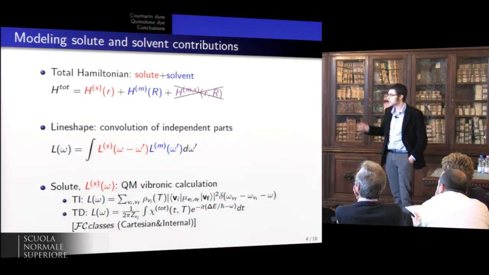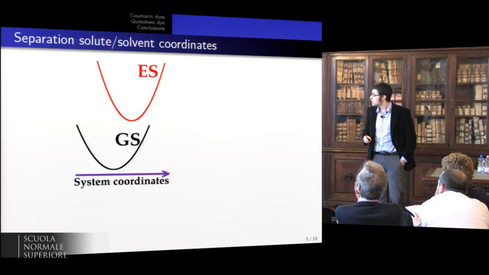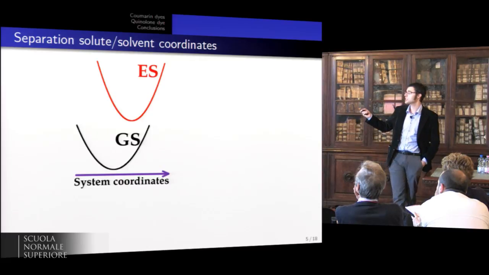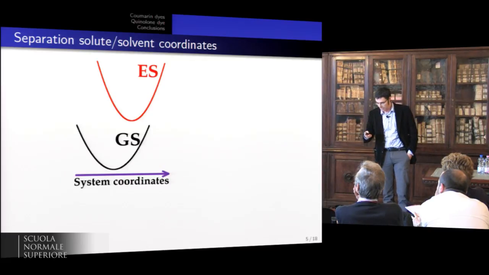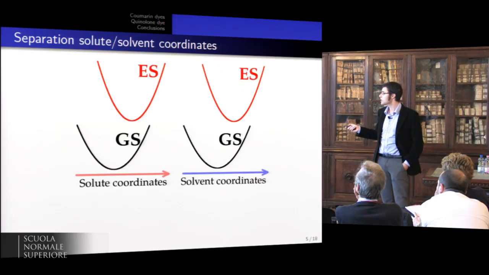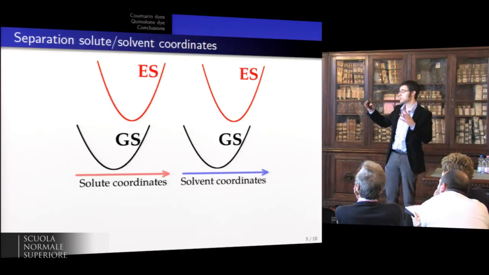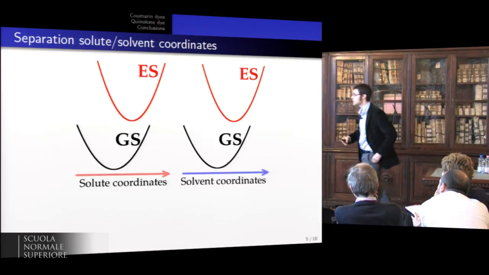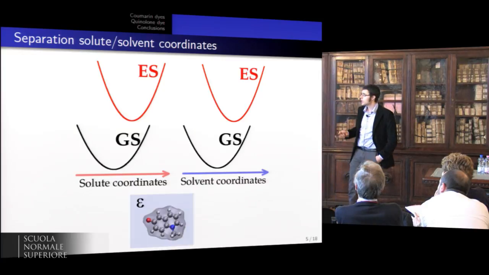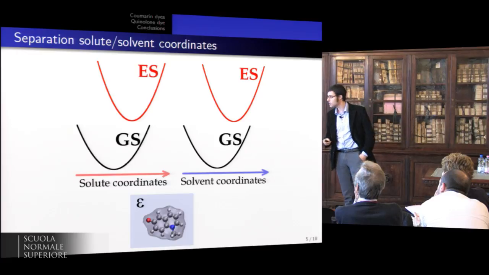So pictorially, what we have is that we have our system coordinates, and thanks to this approximation, what we can do is to actually separate the solute and the solvent. As I have just said, we treat both problems separately, and for the solute coordinates, we use the quantum mechanical models I just have said.